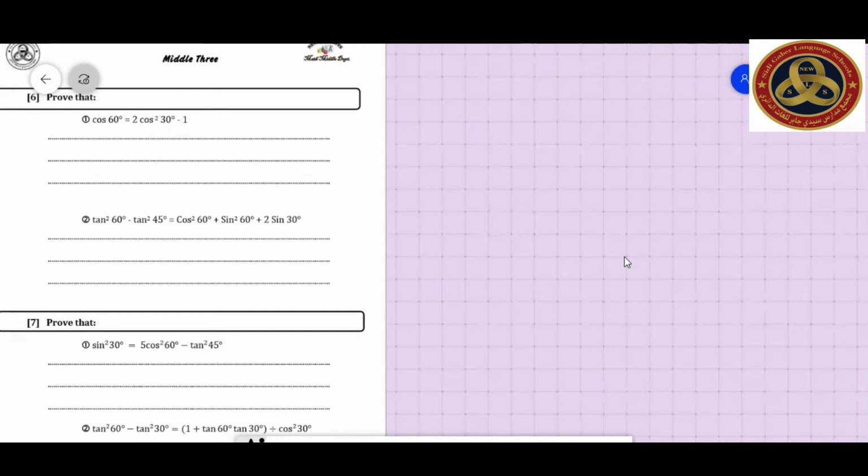What will I do? How do we prove it? To prove this one, we have to start with the left hand side. Where is the left hand side? It is cosine 60. You can get its answer by using the calculator. Cosine 60 equals half. This is the left hand side. Okay? The second one, the part after the equal, is called the right hand side.